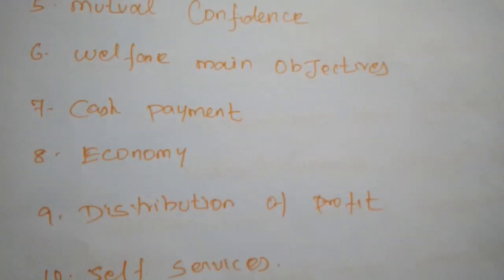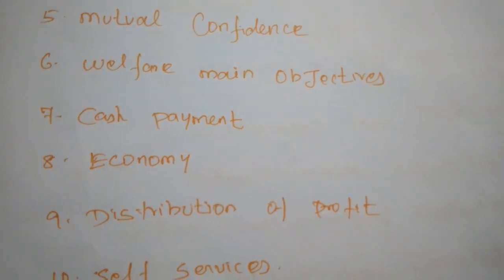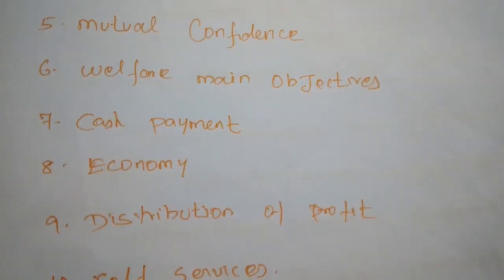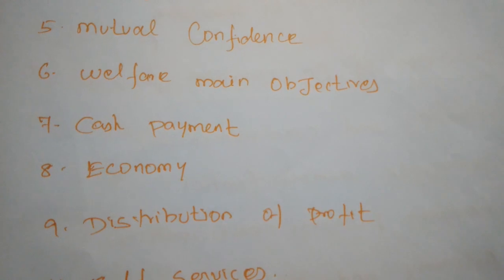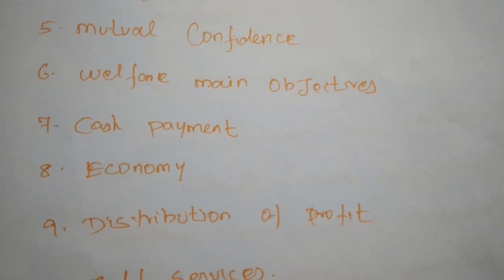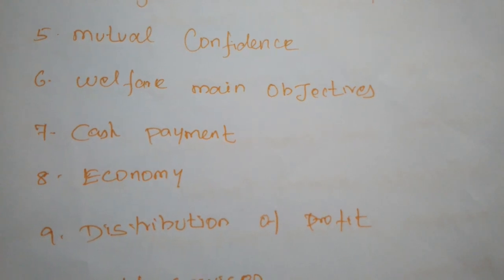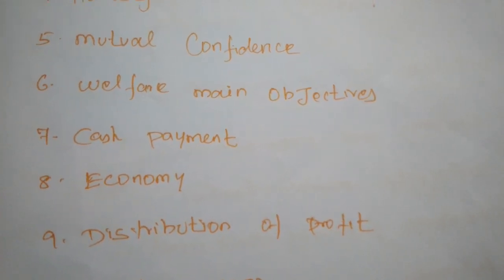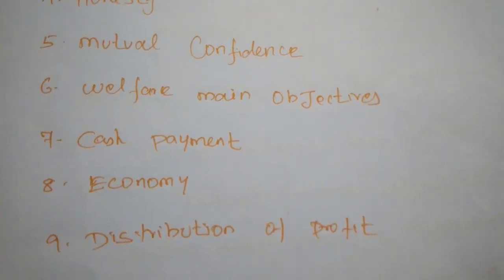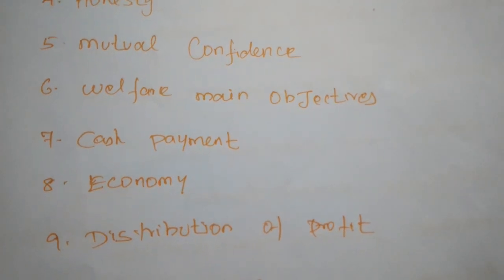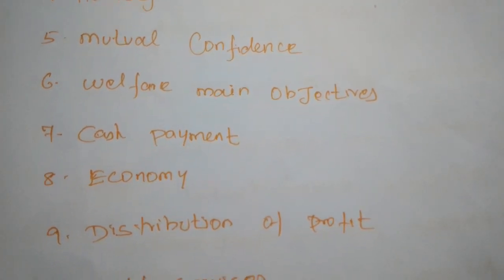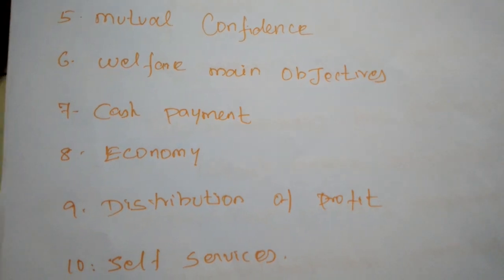Next, cash payment. If you want to buy any commodities in these cooperative organizations, we have to buy in the form of cash. Even the board of directors or the managers and other participants have to buy in the form of cash.